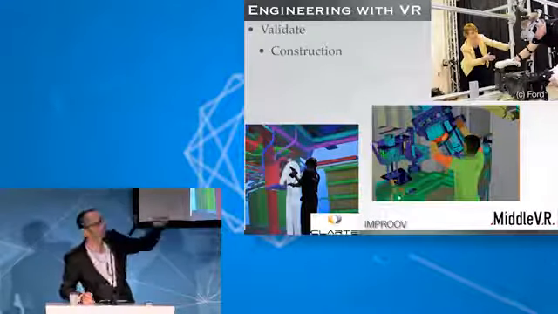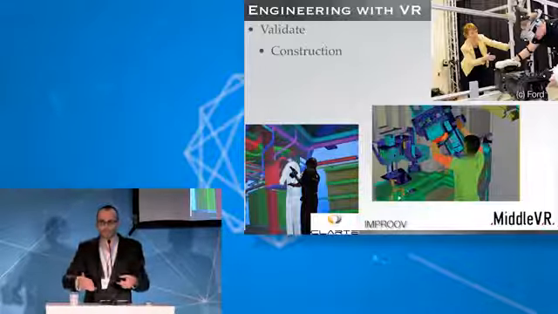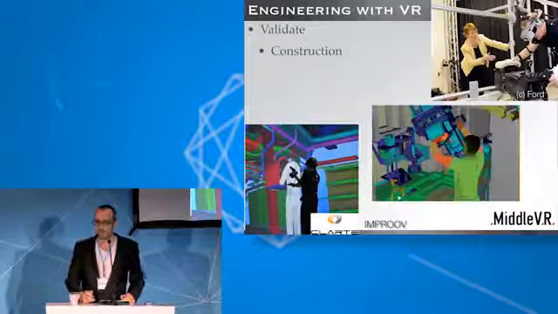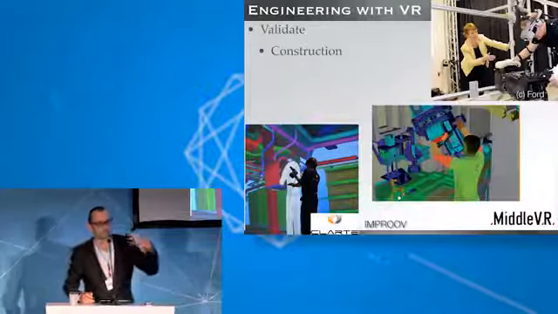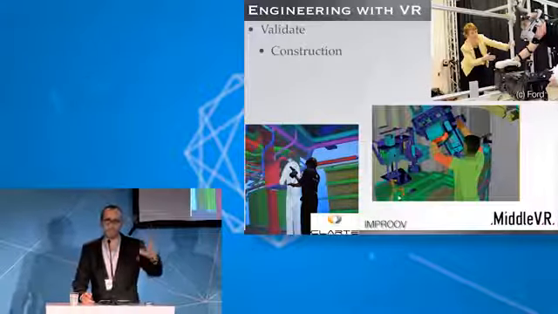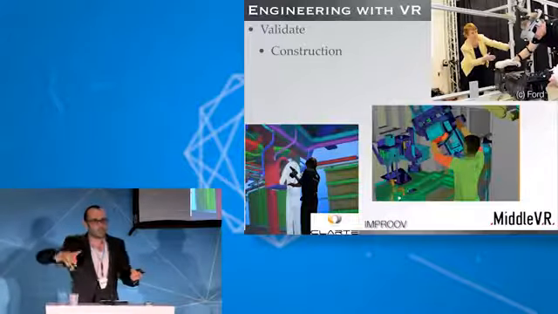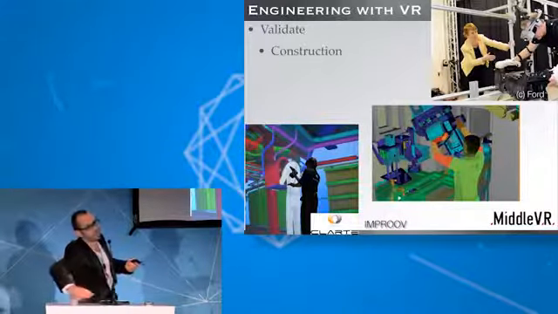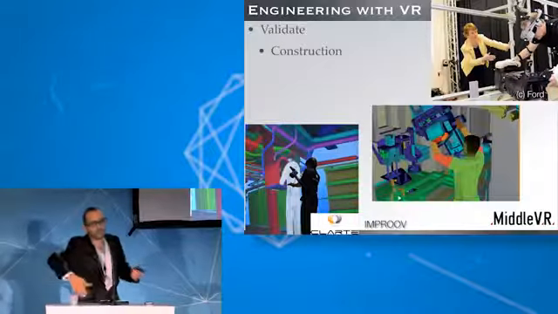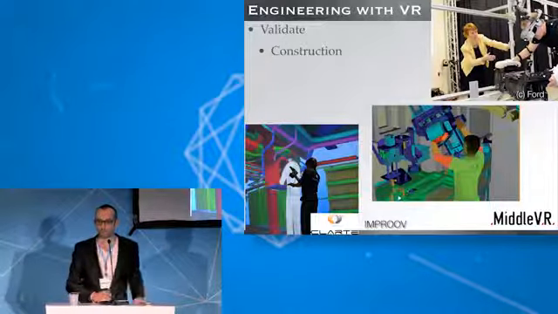So for example, here you can check, am I able to fit the motor inside my car? If it's not possible, maybe you have to change your design. And once you have validated that you can construct it, will you be able to maintain your product? Will you be able to repair it once it's finished? For example, will the operator be able to put his hand here and find a screw and unlock it? If not, you have to change your design. So you can retest that with virtual avatars.